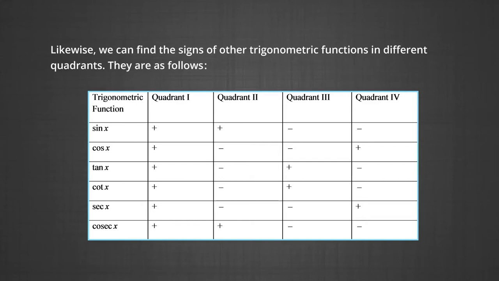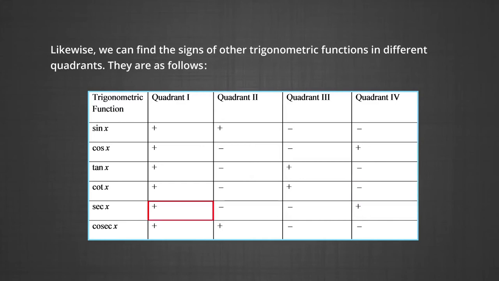They are as follows. Sine function is positive in the first quadrant, positive in the second quadrant, but negative in the third and fourth quadrant. Cos x is positive in the first quadrant, negative in the second and third quadrant, and again positive in the fourth quadrant. Tan x is positive in the first quadrant, negative in the second quadrant, positive in the third quadrant, and again negative in the fourth quadrant. Cot of x is positive in the first quadrant, negative in the second quadrant, positive in the third quadrant, and negative in the fourth quadrant.